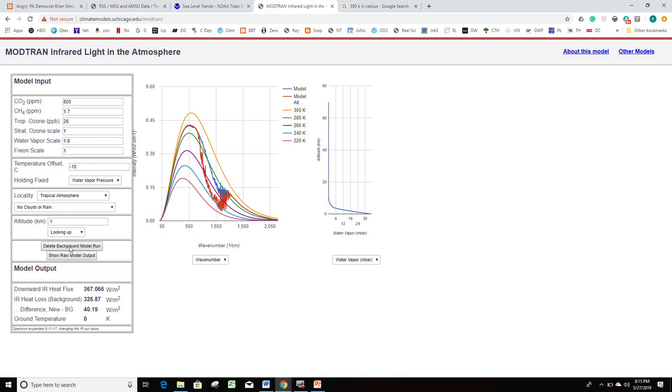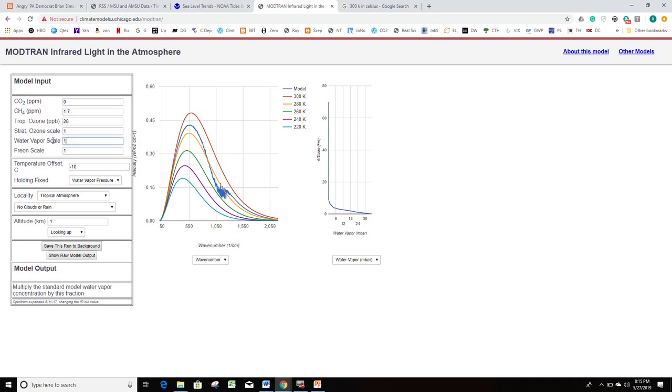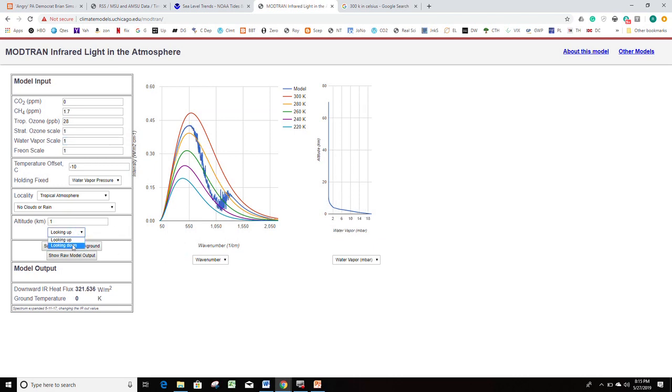Now let's take a look at the impact of CO2, how it really is. So let's delete the background, and let's just see what CO2 does. Let's change CO2 to 0. And we put everything back to basically normal. So this is what the atmosphere looks like. Let's change this to looking down from 70 kilometers. Let's just do the full atmosphere. And this is what they're talking about. So this is the atmosphere with no CO2. I'm going to save this to the background.